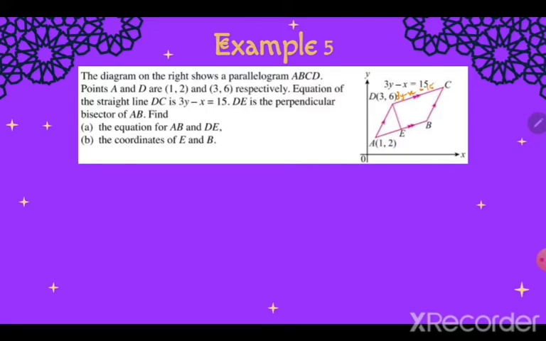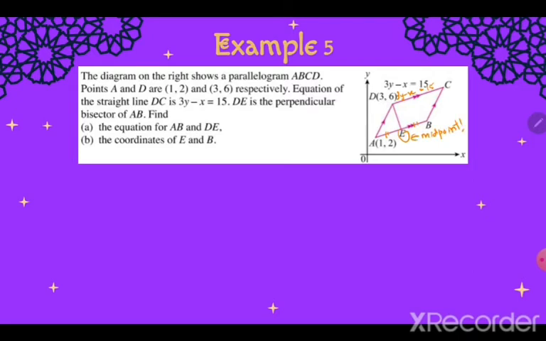DE is the perpendicular bisector of AB. So what is a perpendicular bisector? A line that divides 2 points equally. That means this one is equal to this one, so that means E is a midpoint.